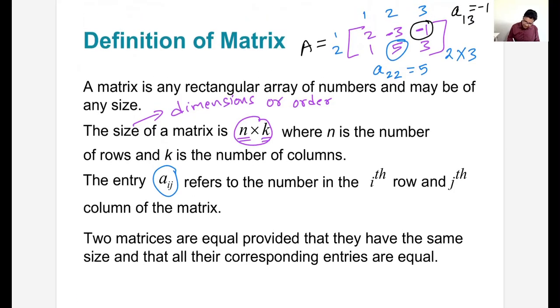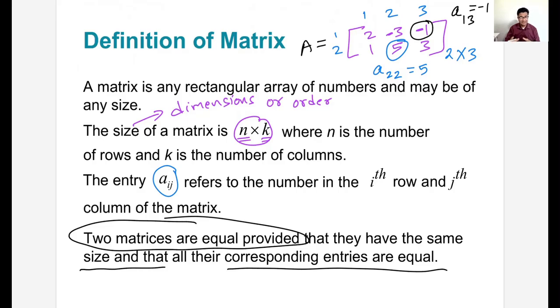Two matrices are equal. Now when do you say two matrices are equal? A matrix is not just one number, right? It's a block of numbers. You would call two of them equal if they have exactly the same size and their elements are also exactly the same in the same positions. For this idea I will give a small example.